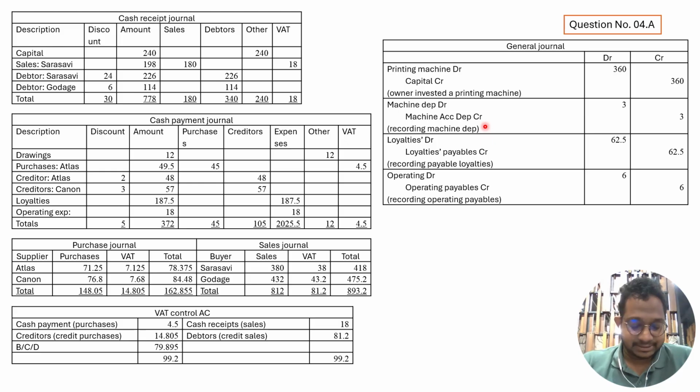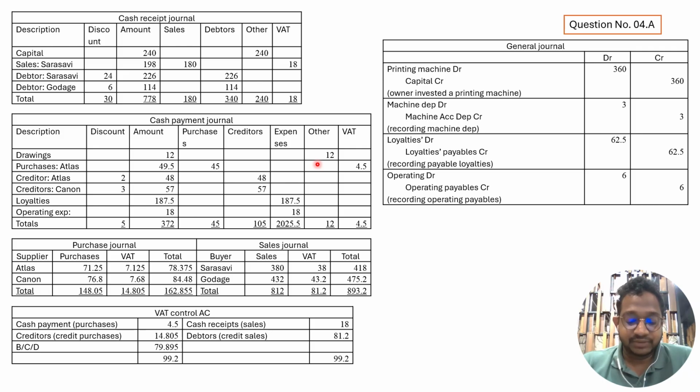And then the owner makes monthly cash withdrawals 12,000 and that you should mention in cash payment journal and analyze under other payments. And here the stationery purchases. So you purchased 100 A4 reams from Atlas Limited at 2,250 per ream.